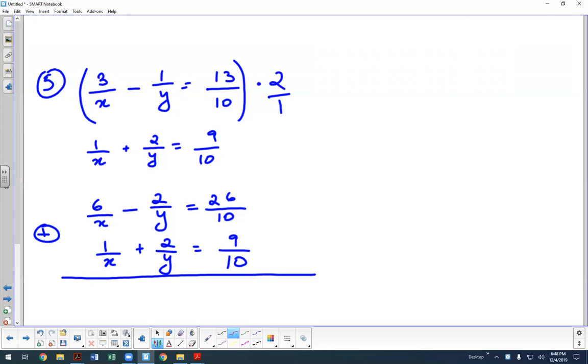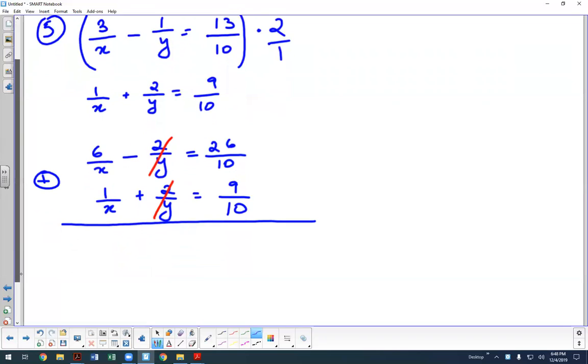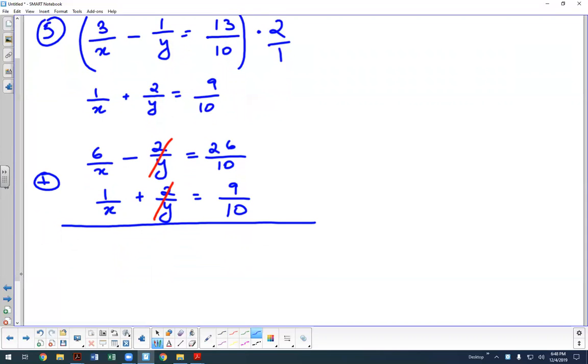So as I was saying, you've got 2 over y and 2 over y. One is positive, one is negative. So they will now cancel each other out. Okay. So 6 over x plus 1 over x, what will that give? 6 over x plus 1 over x. You've got that common denominator of x, right? So 6 plus 1, 7. So you will end up getting 7 over x here.